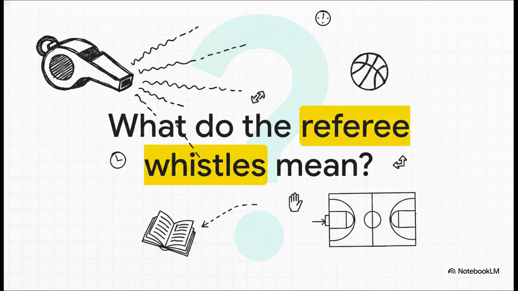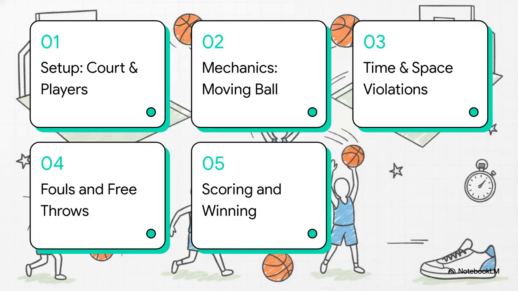By the end of this, you're going to be able to confidently watch, understand, or hey, even play the game yourself. To get there, we've laid out a clear, logical roadmap to build this complex sport from the ground up. We're going to cover 1. The setup with the court and players, 2. The mechanics of moving the ball, 3. Time and space violations, 4. Fouls and free throws, and finally, 5. Scoring and winning. Let's get right into it.